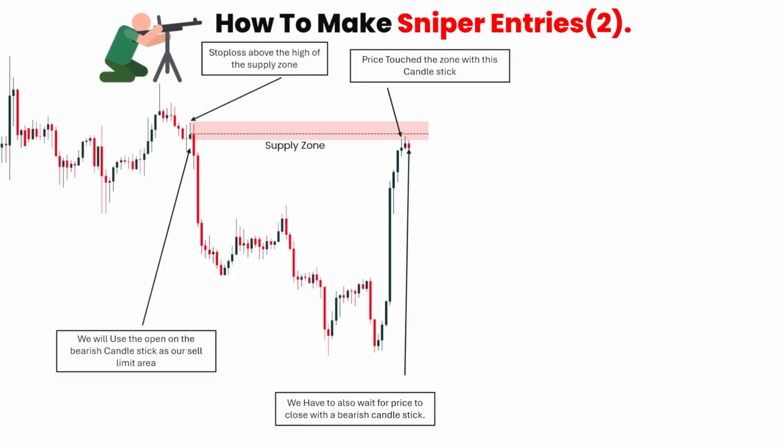Let's do another one. We can clearly see that we have a fair value gap here, another fair value gap around this area. So around this area, we can clearly see the market touching the zone with this candlestick, and then on the next candlestick, the market did not close with a bearish candlestick, but on the third one, the market closed bearish. So that means we have to wait. If you want to sniper the entries around here, sell limit here, and then sell limit here, and then stop loss above around this area. So let's see how the market behaved.